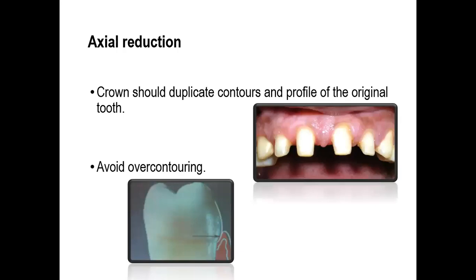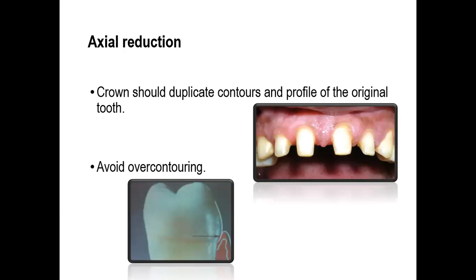Next is considerations affecting future dental health. It includes axial reduction and occlusal consideration. Axial reduction. The successful preparation should provide sufficient space for the development of anatomically correct axial contours. That is, the crown should duplicate the contours and profile of the original tooth. Also, the contours should be the same as those of the adjacent tooth.